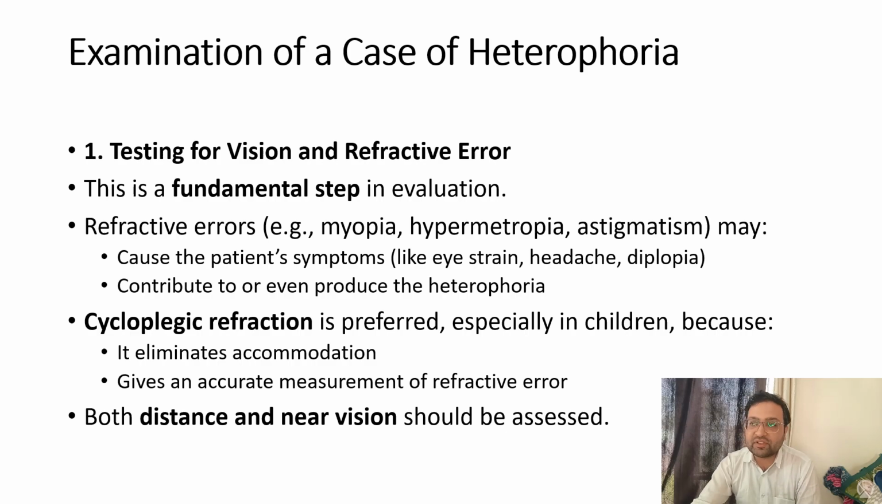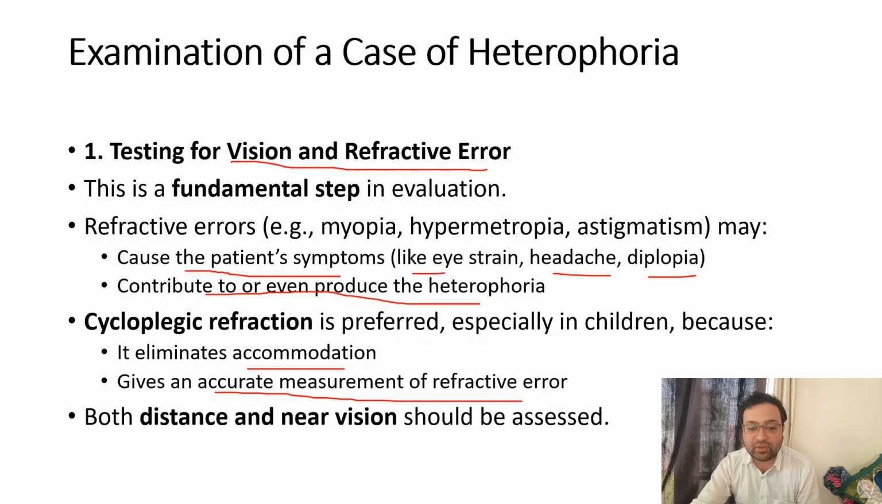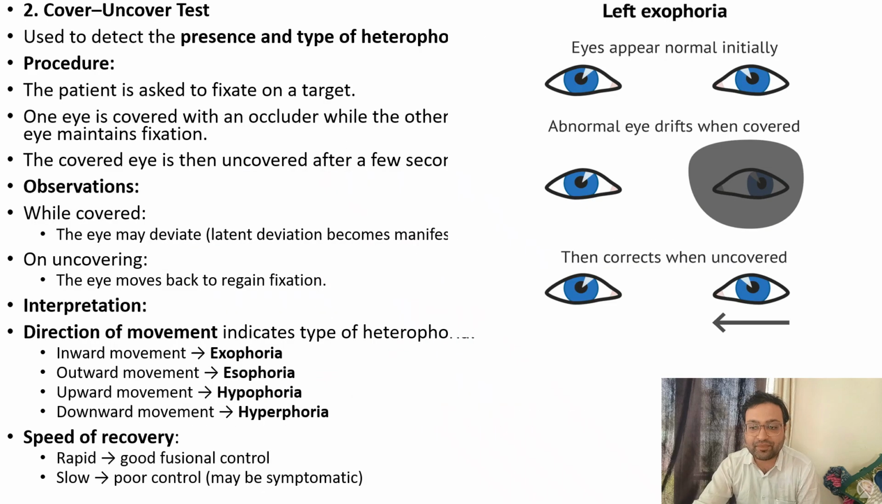First of all, we need to test for vision and refractive error, which is very important in any case that presents with squint. This is a fundamental step in evaluation. Refractive errors may cause the patient's symptoms, for example, eye strain, headache, diplopia, as well as contribute to or even produce the heterophoria. Here, cycloplegic refraction is preferred, especially in children, because this eliminates accommodation and gives an accurate measurement of the refractive error.